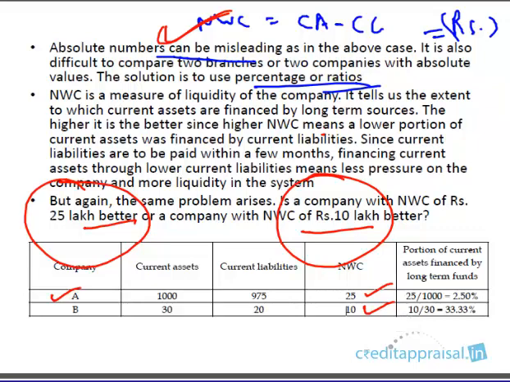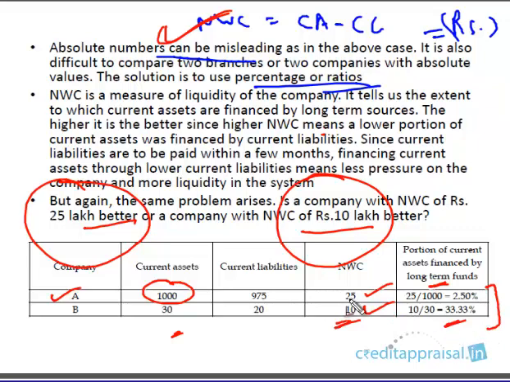But we said that NWC, what does NWC mean? The portion of the current assets that is financed by the long-term sources. So out of the total current assets of 1,000, 25 is being met from the long-term sources. So that is what NWC is, right? So 25 by 1,000, that is 2.5% of the total current assets. Just 2.5% of the total current assets are being financed by long-term sources. Whereas in the second example, right, 10 by 30, 33% of the current assets are financed by long-term sources. So if you look at it, it looks like company B is in a better position, right?